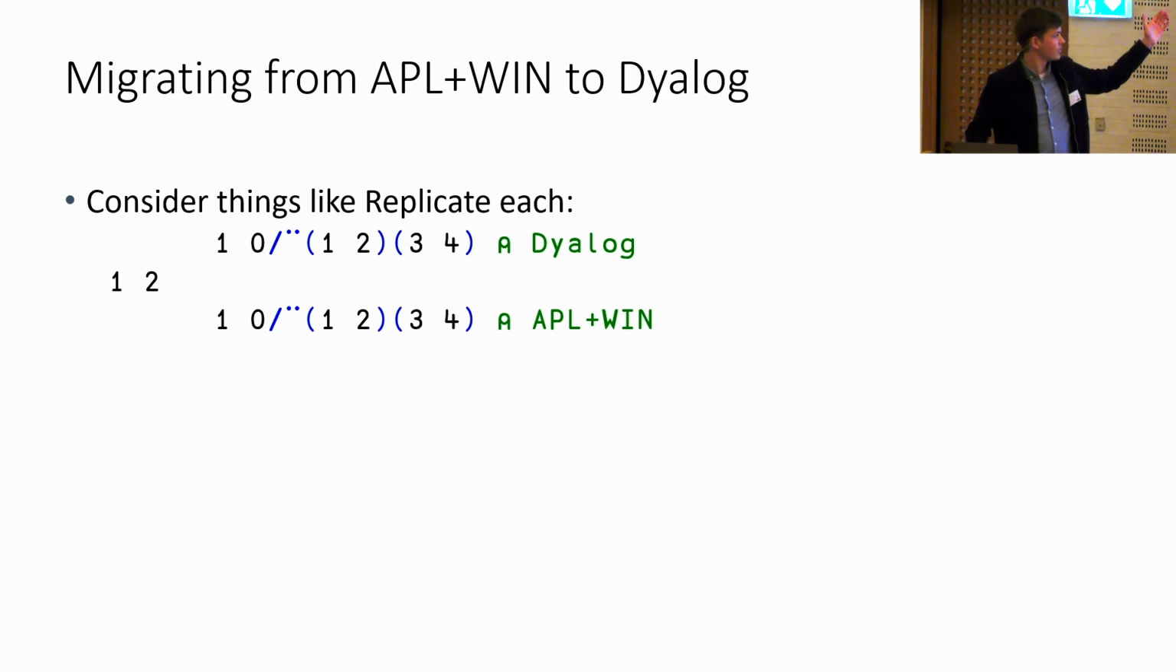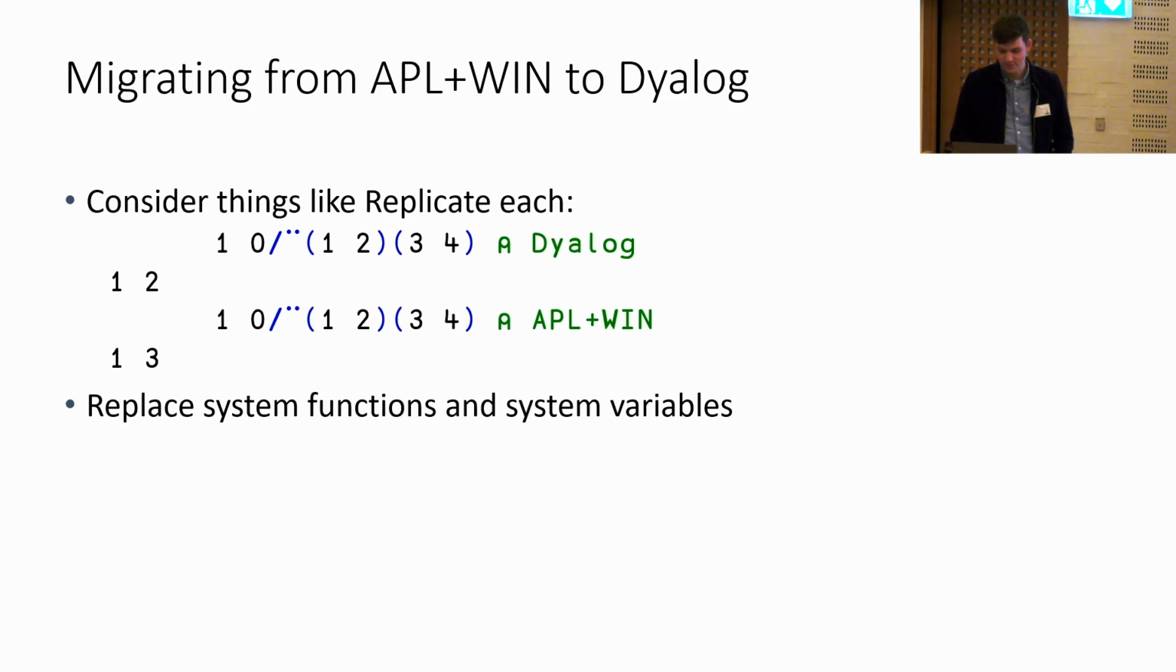Well, if you look at the first line there, you will probably be able to see that this just returns 1/2, but in APL+WIN this actually returns 1/3, which I guess stems from the fact that in APL+WIN they decided to interpret the replicate as an operator with an array left operand. So if you think about it like this, then the output 1/3 makes perfect sense. But if you're used to looking at Dyalog, then you might find this a bit confusing.